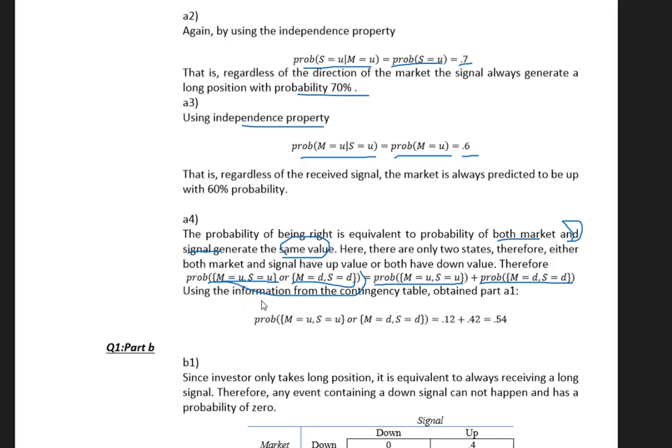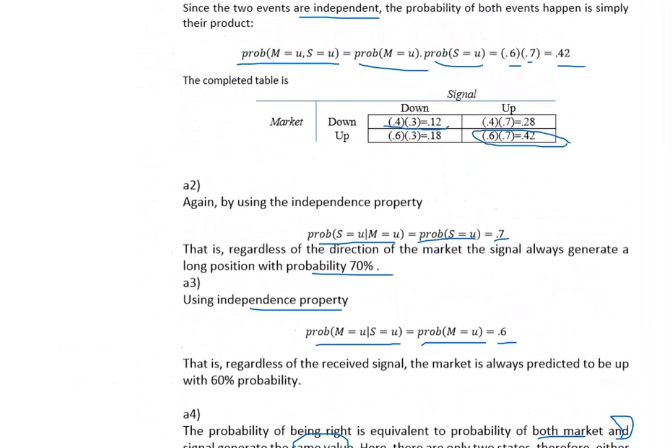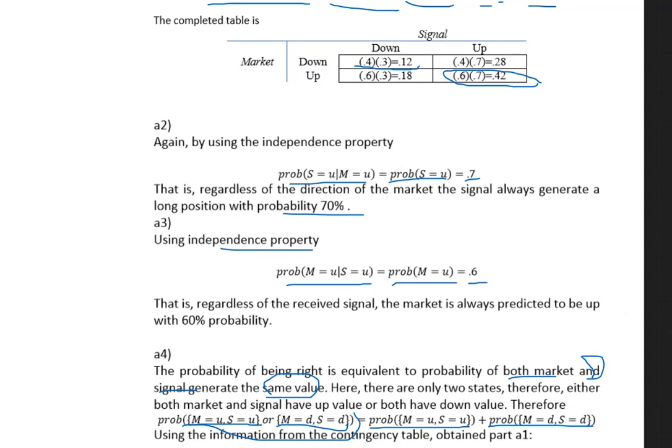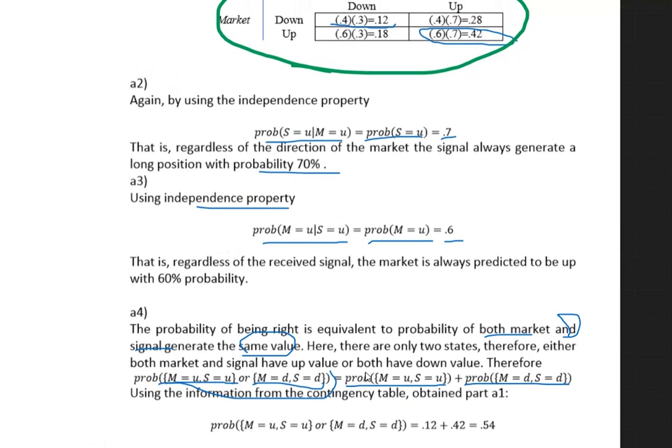Okay, so using information from the contingency table, we need to use the information from part A. Here, we need to use this information we obtained earlier. We get this result that the probability of market up and signal up, or market down and signal down, is this. This is market down, signal down, and this is market up and signal up.